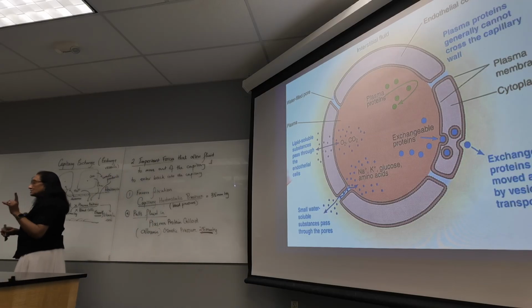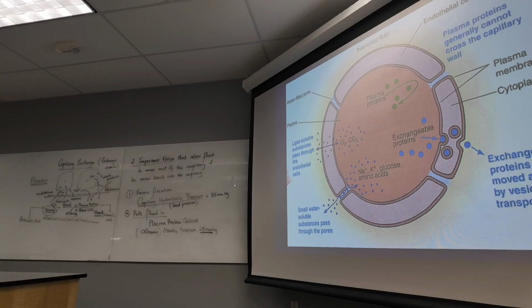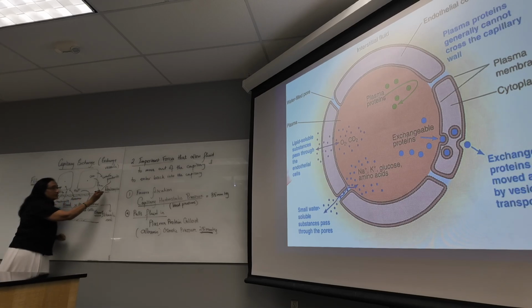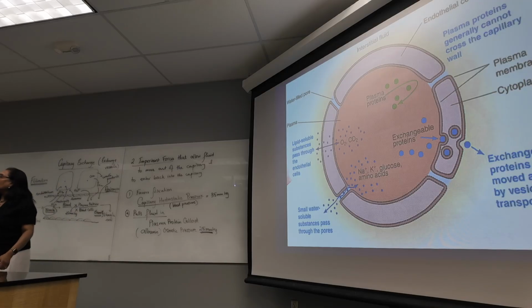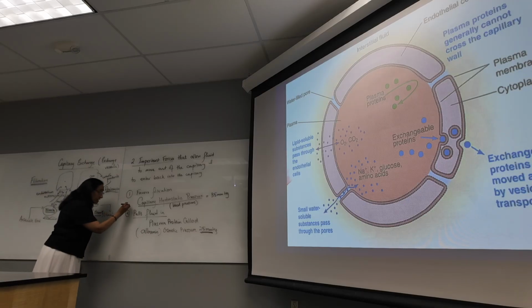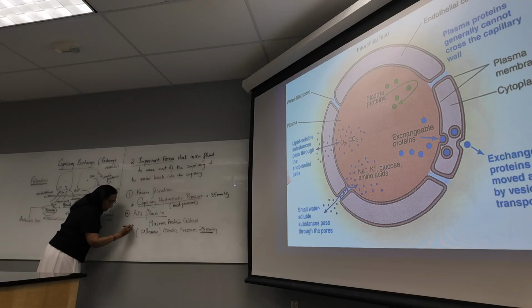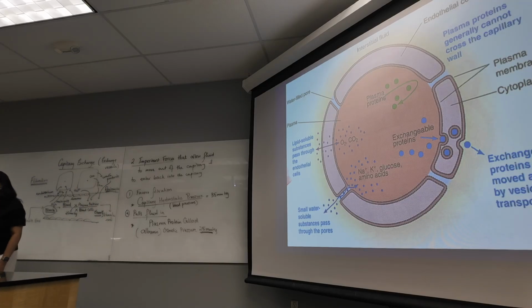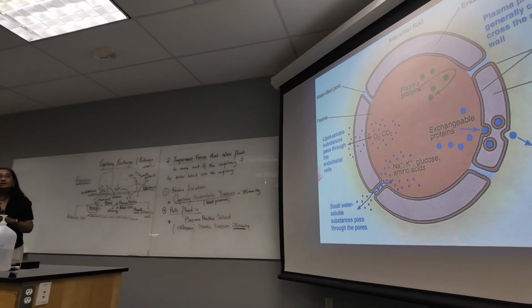Okay, so filtration and reabsorption are the two mechanisms that help with capillary exchange. So two pressures, hydrostatic pressure and oncotic pressure. And do not forget these pressures, because when we do kidney, we are going to get back to them again. So wherever there is a capillary, wherever there is a blood vessel, if things are moving, these two pressures are important. Okay, these two pressures are important whenever you talk about movement of fluid.